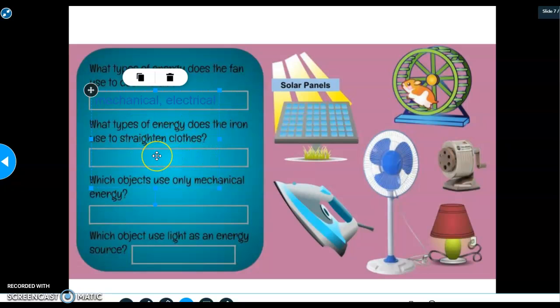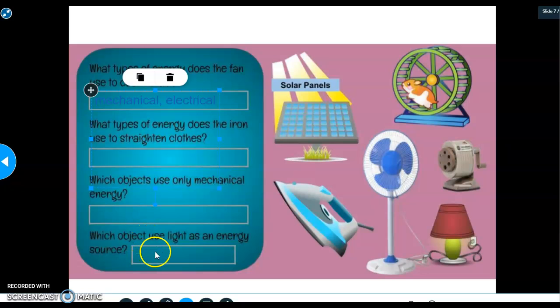The iron would be electrical and thermal. The objects that use only mechanical energy, keyword there is only, and that's a big thing on the STAR test. I always try to trip them up with words like that. So the ones that are only using mechanical would be the hamster and the pencil sharpener. They perform their task with only mechanical energy. They don't have to be plugged in. They're not putting off any heat, anything like that.